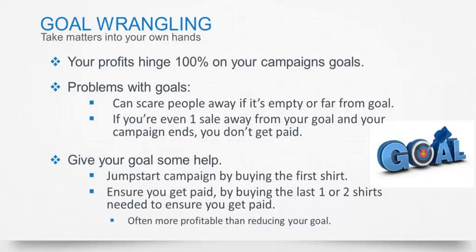So to eliminate that, give your goal some help. You can jumpstart your campaign by buying the first shirt. And you're like, oh man, I don't want to spend 16 bucks. You're not, because you're only paying what the shirt costs. So if your shirt costs $8 and you're paying 16 and your profit is $8.95, then you're only paying what the shirt costs and a little bit of the shipping. So you maybe actually only lose $3 or $4, but you're getting a t-shirt out of the deal too. So you're really not losing, because it's a shirt you can wear.